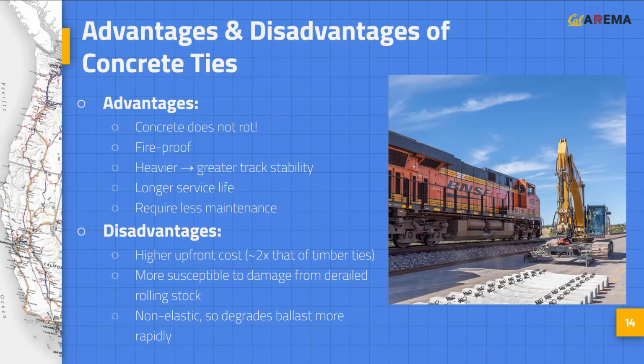As a result, it is common practice to replace all concrete ties that dragging equipment or derailed cars have traveled over due to the risk of internal fractures, whereas timber ties may be replaced based on visual inspection. To help mitigate this risk, railroads will often install dragging equipment detectors with a closer spacing in concrete tie territory as opposed to timber tie territory. Finally, concrete ties are far more rigid than timber ties, so they do not absorb as much vibration from passing trains. As a result, the underlying ballast will tend to degrade more rapidly.